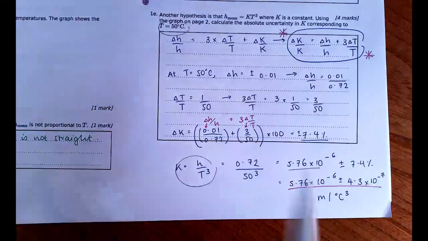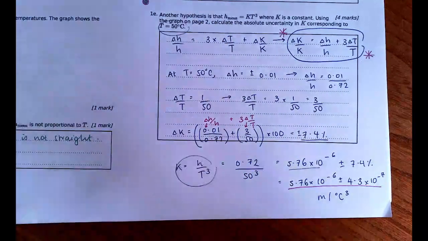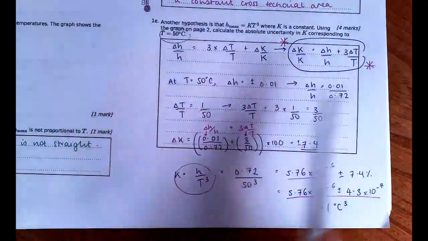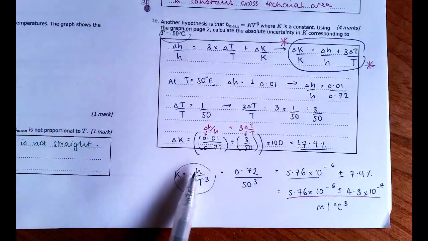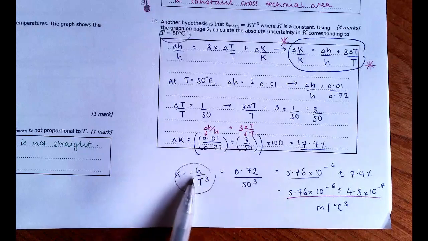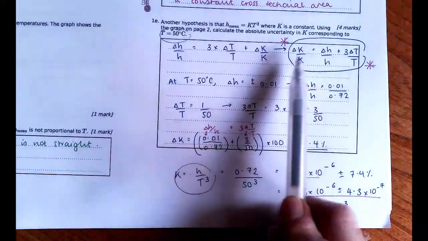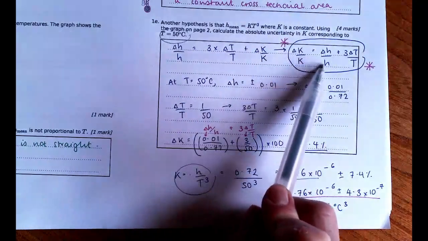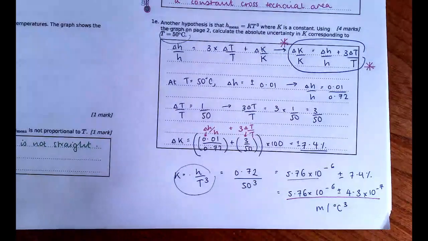So if we rearrange the equation we've been given here to make K the subject effectively, because we know we're doing H divided by T cubed, we are going to add the percentage uncertainty of H to 3 lots of the percentage uncertainty in T. Okay, so what I've written here is the fractional uncertainty in K is equal to the fractional uncertainty in H plus 3 lots of the fractional uncertainty in T.